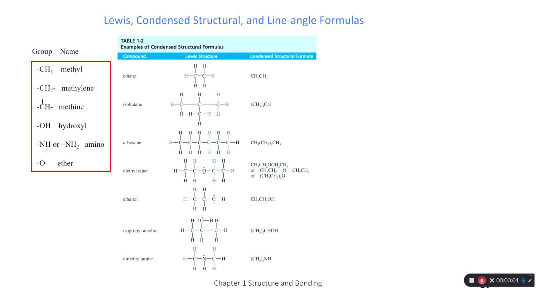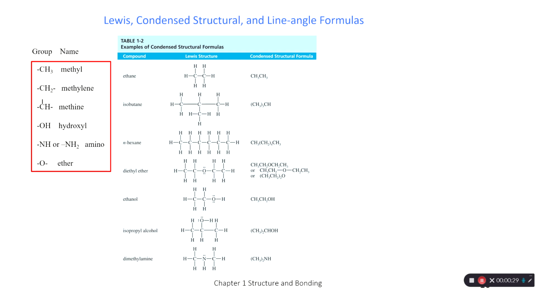I would like to talk about ways of depicting organic structures in organic chemistry. I'm going to be focusing on three types of structures. One of them is the Lewis structure, and hopefully you are all familiar with that by now. But you can take Lewis structures and convert them into what are called condensed structural formulas, which is shown on this table. And we'll also talk about what is called a line angle formula.